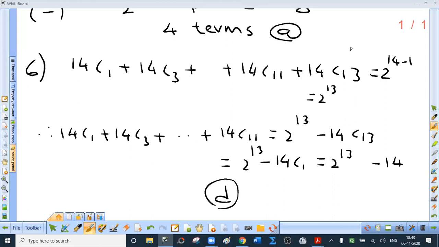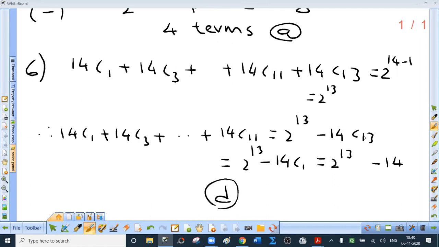Sum number 6, the value of 14C1 plus 14C3 plus 14C5 up to 14C11 is, see, the sum of all odd binomial coefficients is always 2 raised to n minus 1. So I have listed all odd binomial coefficients. Now the order is 14. So 2 raised to 14 minus 1, that is 2 raised to 13. But we are asked to find the sum up to 14C11. And that is why I have shifted 14C13 to the right hand side. So what is the answer? 2 raised to 13 minus 14C13.